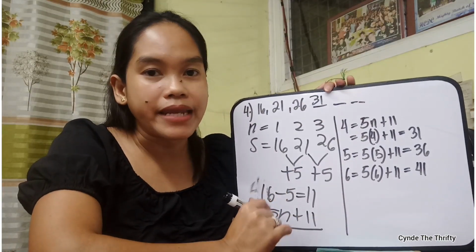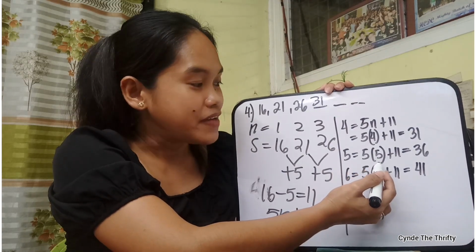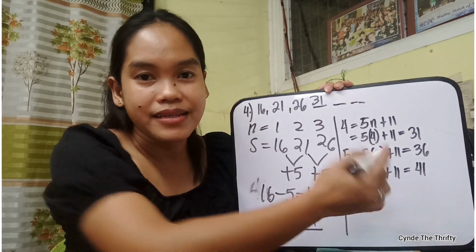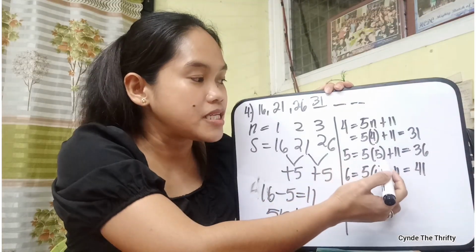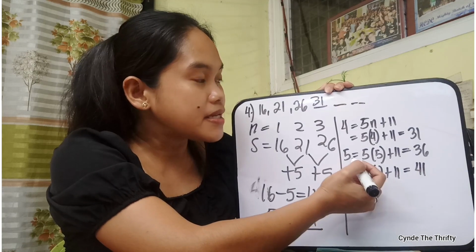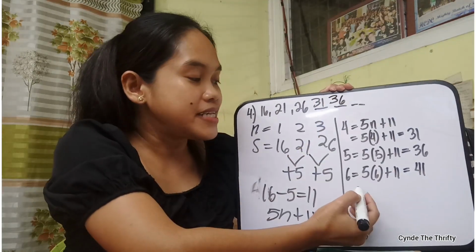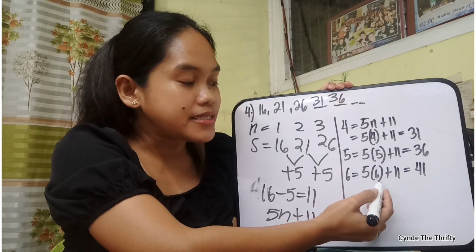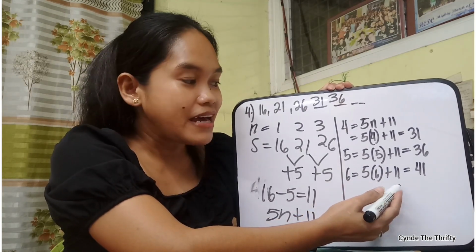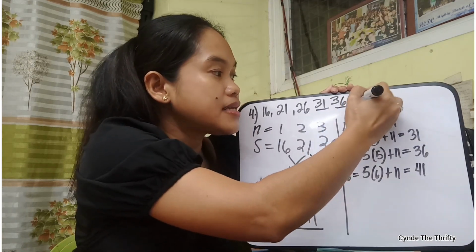Now, si fifth term naman. So, fifth term, 5. Ano yung n na hinahanap natin? 5. So, ibig sabihin si n is i-replace natin ng 5. So, 5 times 5 is equal to 25 plus 11 is equal to 36. So, ibig sabihin ang fifth term natin is 36. Now, si sixth term naman, 5 times 6 is equal to 30 plus 11 is equal to 41. So, ibig sabihin ang sixth term natin is 41.